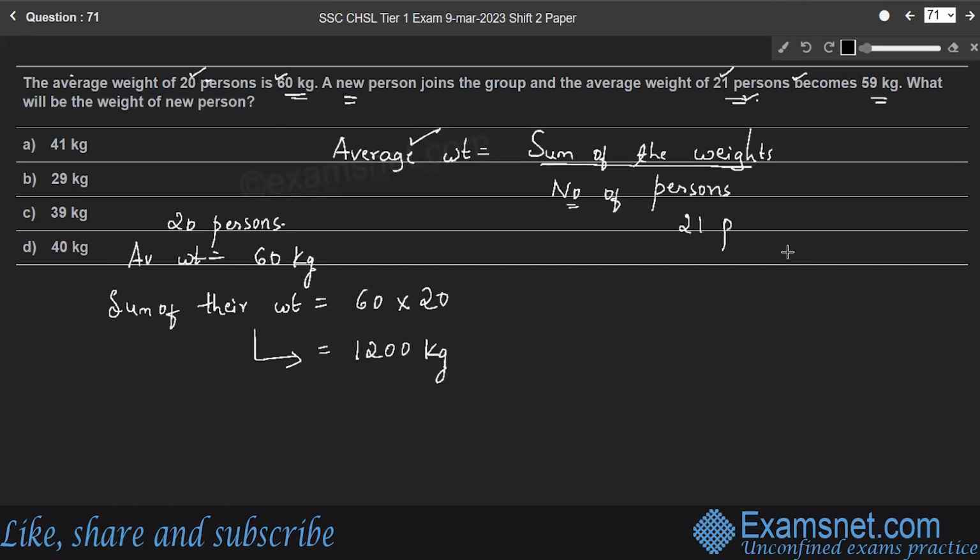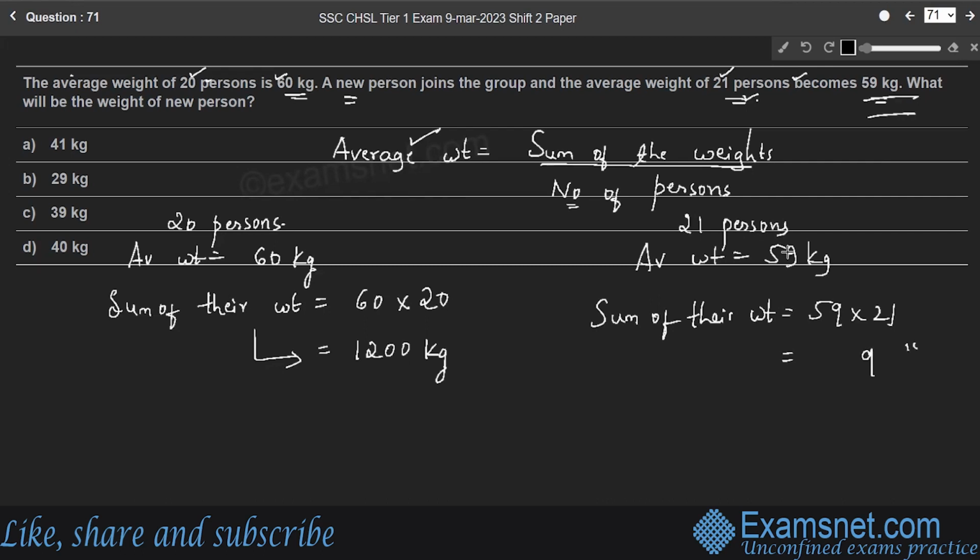Now consider 21 persons and their average weight, right? So average weight is 59 kg, which is already given, right? Therefore, sum of their weight is equal to average weight 59 into number of persons, which is 21, right? So 21 into 59, so 1239 kg. 1239 kg is the sum of their weight. Sum of their weight, that means 21 persons' weight, right?